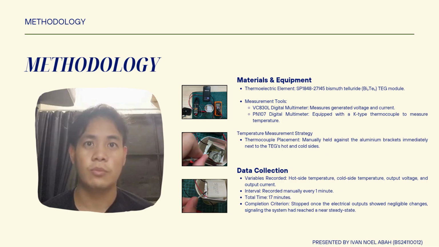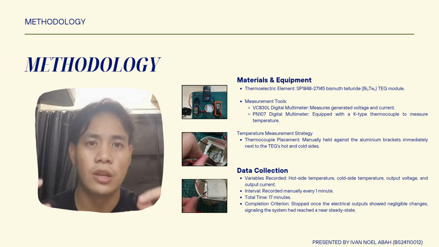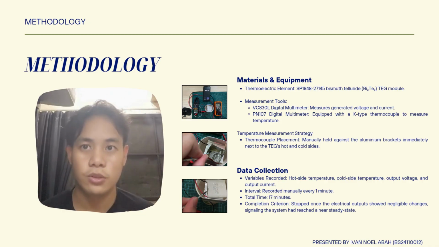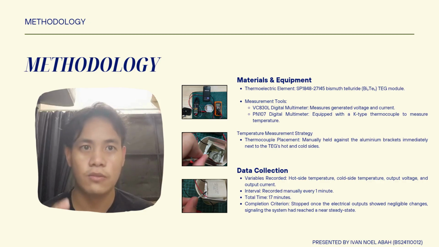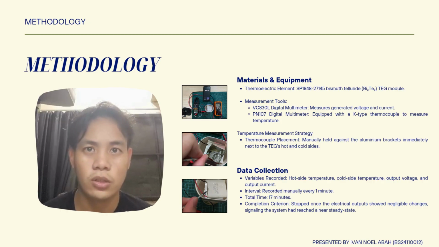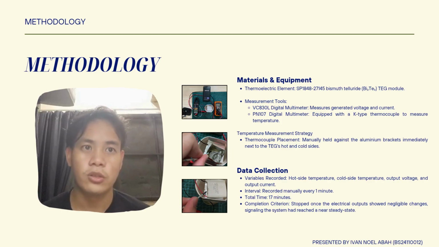Electrical output measurements were obtained using the digital multimeter connected to the TEG module to measure the generated voltage and current. Temperature measurements were acquired using the digital multimeter equipped with the K-type thermocouple, because direct contact between the thermocouple and the ceramic surfaces of the operating module was difficult to maintain. The thermocouple tip was manually placed on the aluminum bracket surface immediately adjacent to and in thermal contact with the hot side and the cold side of the module. This approach provided a close approximation of the temperature experienced by each side of the thermoelectric module.